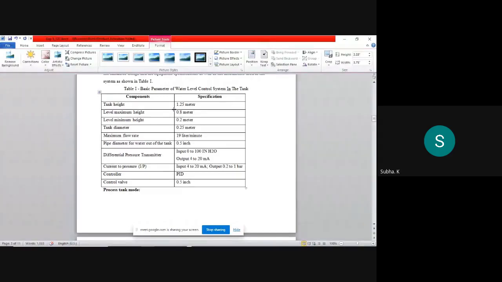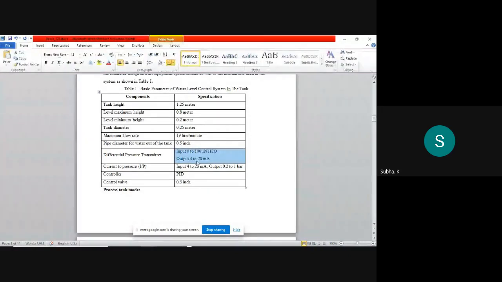So this level difference will be converted into pressure difference, and that pressure is converted into what? This is the specification of the level transmitter. Depending upon the pressure difference that is caused due to the water level inside the tank, it is being converted into an equivalent electrical signal. That equivalent electrical signal is current or voltage. And what is the range?